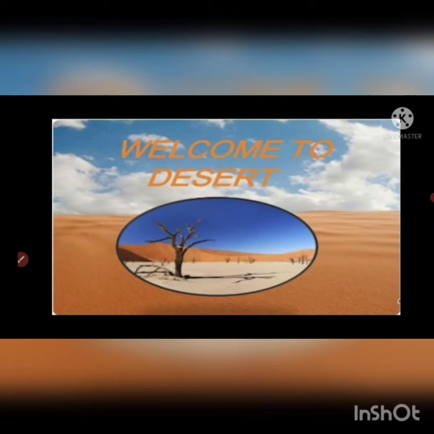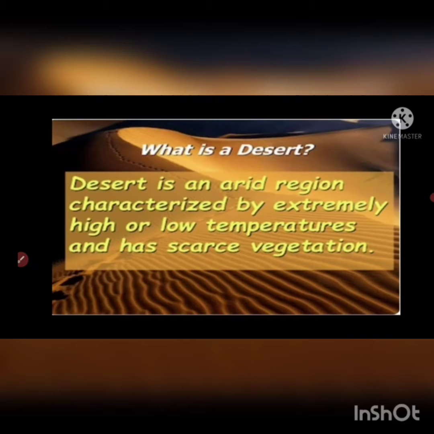So what is a desert? A desert is an arid region characterized by extremely high or low temperatures and has scarce vegetation. Vegetation is scarce there because of the heat. Very low rainfall is there in the desert.